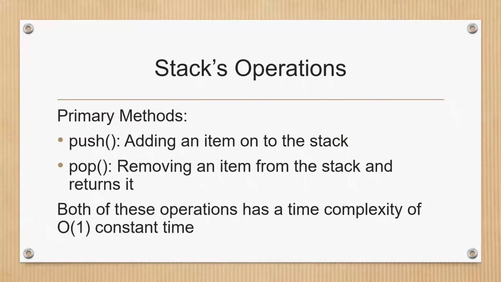So let's go over some stack operations. There are two primary methods that every stack should have, and the first one is the push method. When you push, you are adding an item to the stack. The second primary method is the pop method, and this is removing an item from the stack and also returning it to you. Both of these operations have a time complexity of O(1), constant time, so it's very quick.